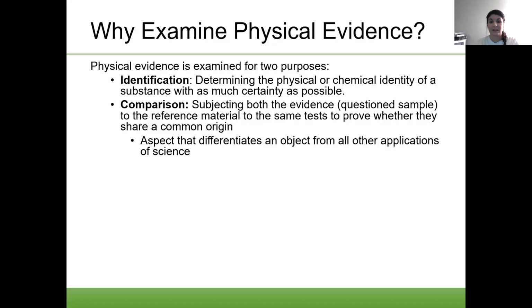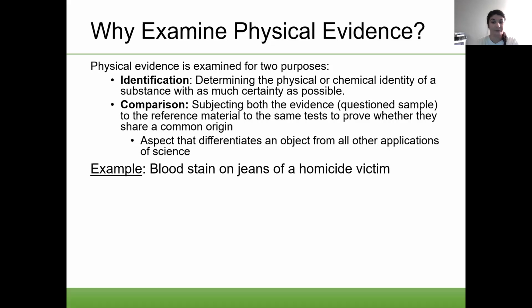So an aspect that differentiates an object from all other applications of science is also when you do comparisons. That's what you're trying to do, is to compare two things so that you know that the thing you're comparing to a questioned sample is most likely, or with high probability, unique to that person that they're comparing it to.